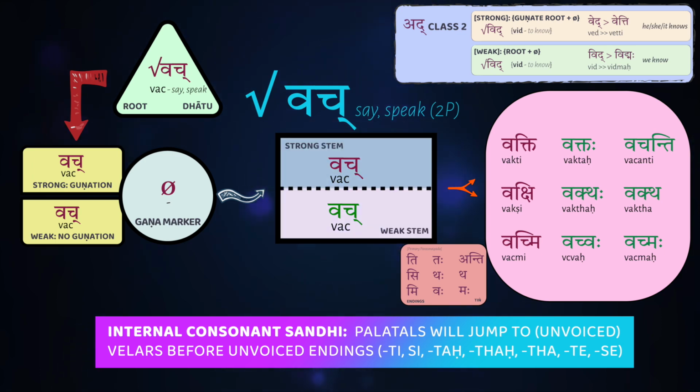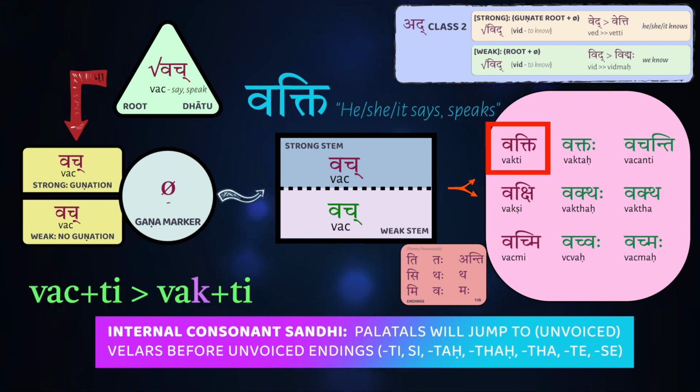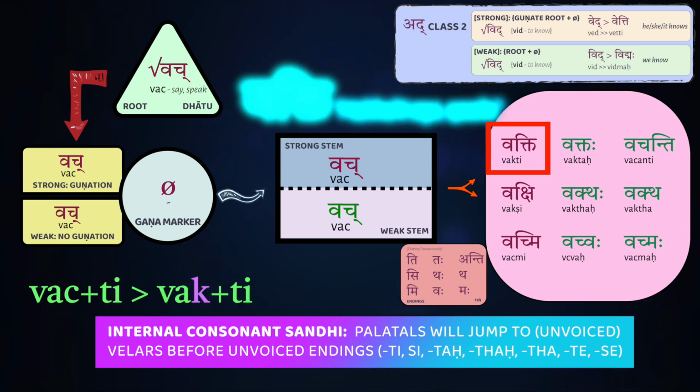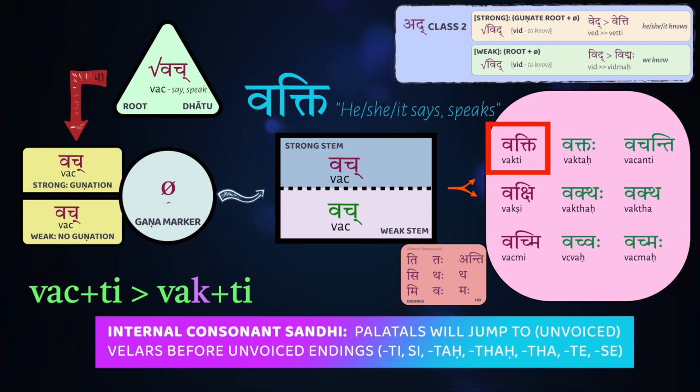It's going to become vach, watch. But now, because it ends in that palatal, there's going to be some intricacies of sandhi. Remember, palatals are kind of radioactive. They're unstable particles, and they're going to tend to jump up into velars. When we add the ti of the third person singular ending, the cha is going to turn into a gakara, and it becomes vakti. He or she or it speaks.